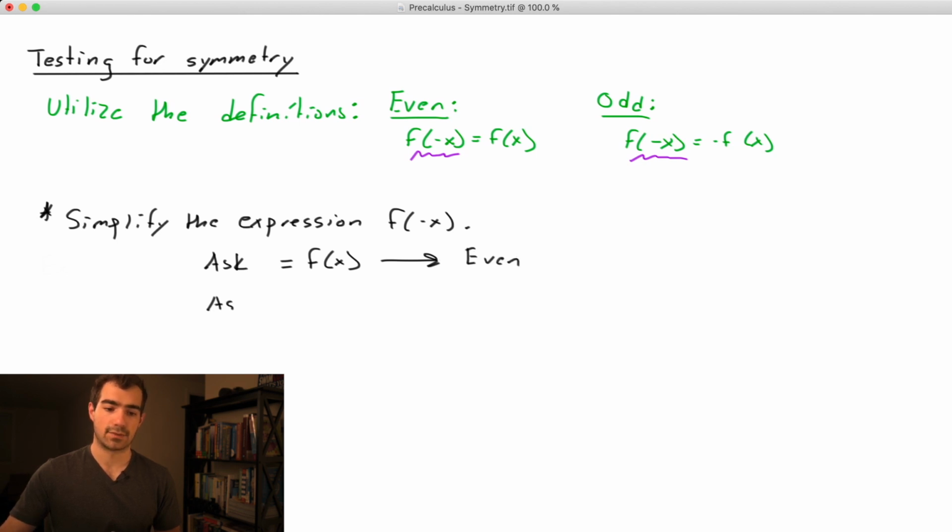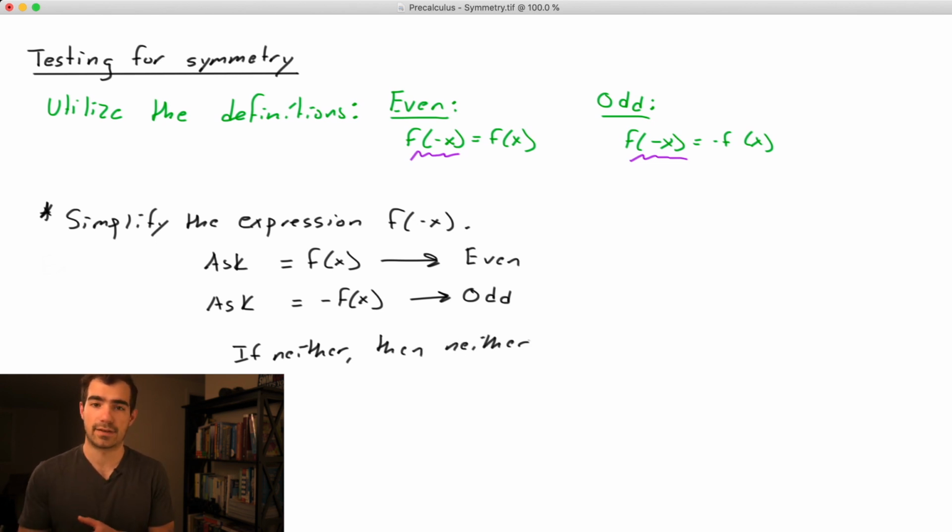Is it equal to negative f of x? If so, then it's odd. And if neither, then neither. If we can't get it to equal positive f of x or negative f of x, then we know it has neither of these symmetries.